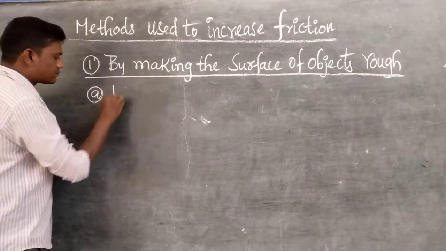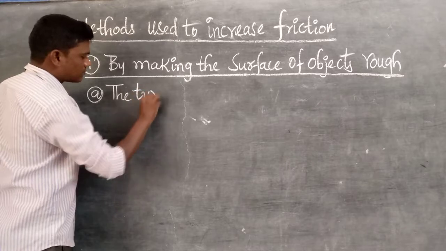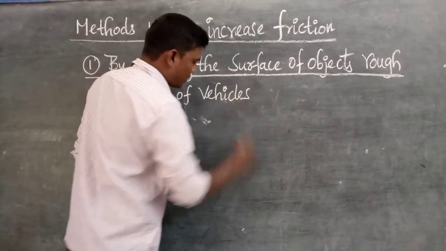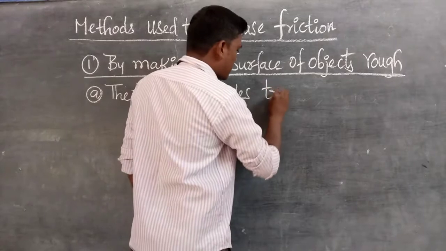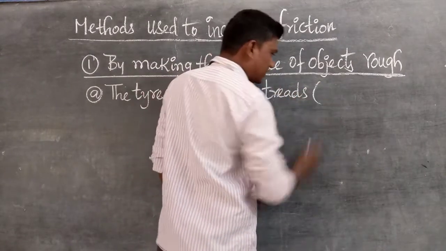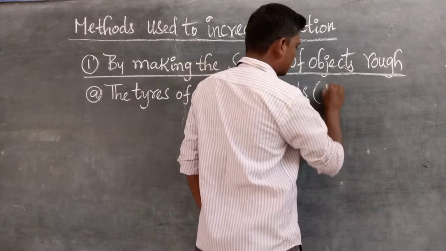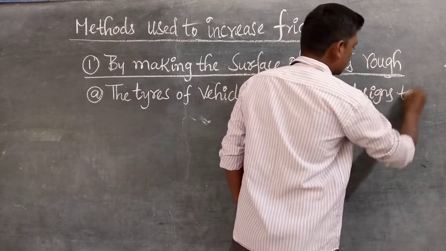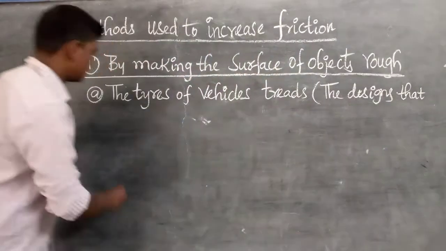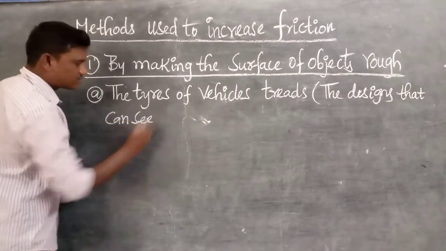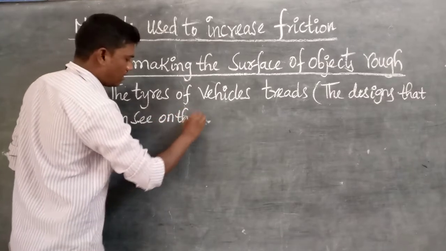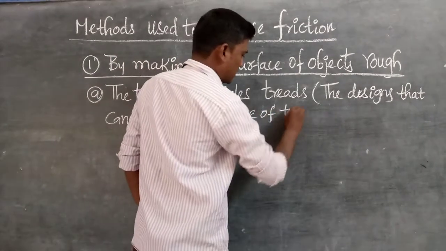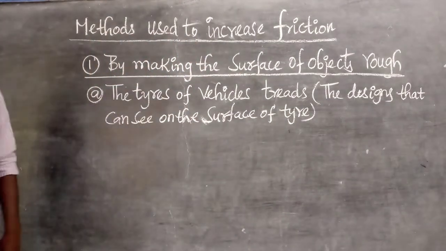First one is the tires of vehicles. The tires of vehicles treads is nothing but the designs that can be seen on the surface of the tire. Listen very carefully.